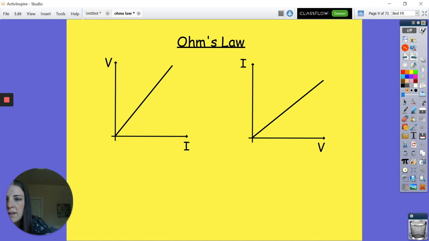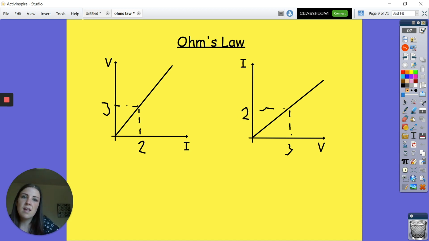So if I just try and explain that for a second, if I pick a point, for instance, say for this experiment, I got a voltage of 3 which provided a current of 2, then that would be a voltage of 3 and a current of 2. So they show the same thing, it's just the gradients are going to be different, related but different.